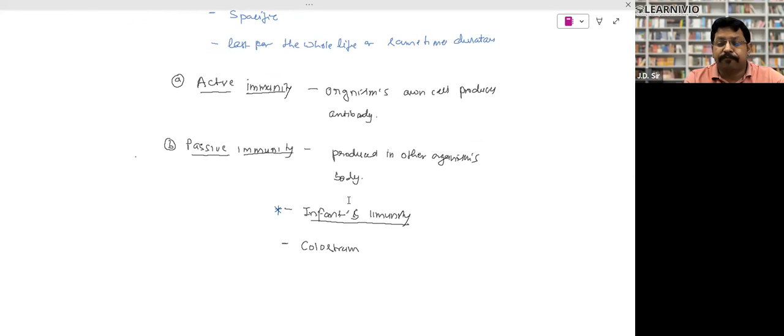The milk which is secreted from the mammary gland of the mother in the initial days is called colostrum. I have written it over here, colostrum. That colostrum basically contains the immunity part, right? Antibodies. And those antibodies are transferred from the mother's body to the young one. So a newborn infant has passive immunity, and that immunity they take from their mother. Is that clear? Colostrum has antibodies, right? Okay.